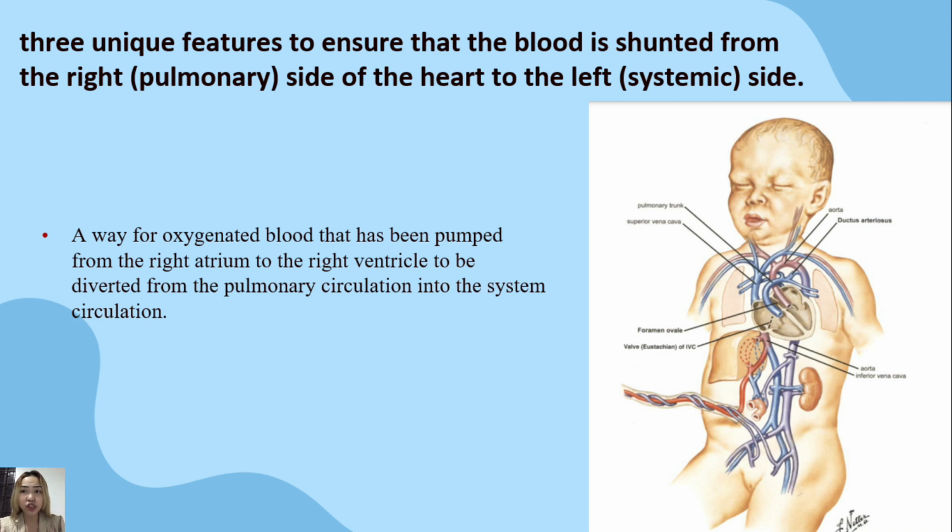And despite the shunt from the right atrium to the left, much of the oxygenated blood that enters the right atrium gets pumped into the right ventricle. The ductus arteriosus is a connection between the left pulmonary artery and the aortic artery, so that very little blood reaches the immature lungs.